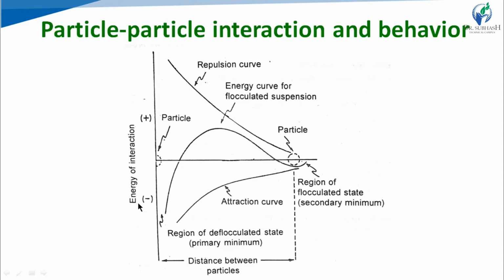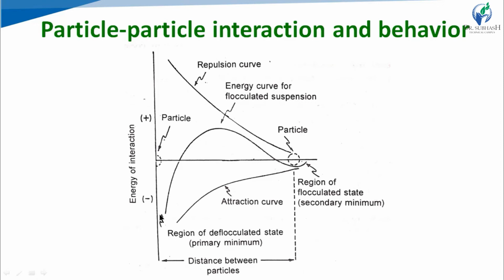See, the graph has been plotted between the energy of interaction versus the distance between the particles. On the x-axis there is the distance between the particles, which is going to be raised. If we consider the deflocculated system, then this is the region for the deflocculated system, which is represented by the primary minimum. Here the particles form a hard cake, and due to that they are not easy to redisperse.